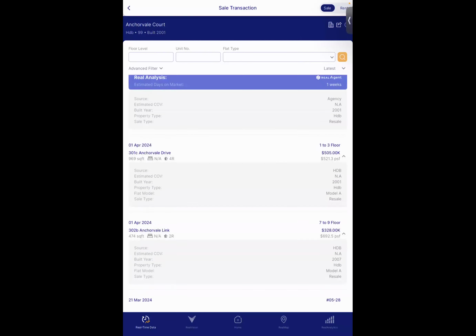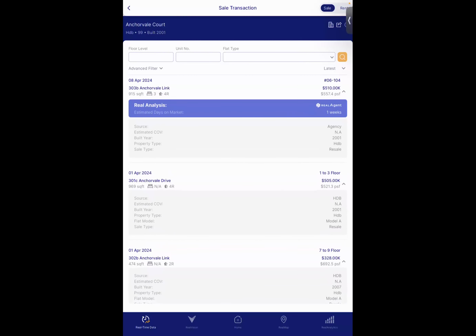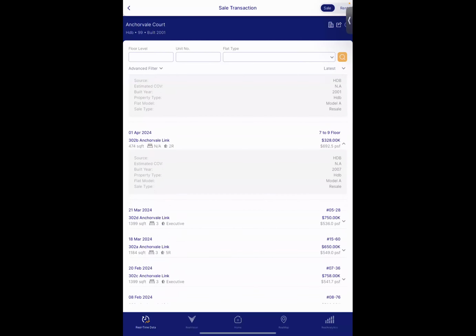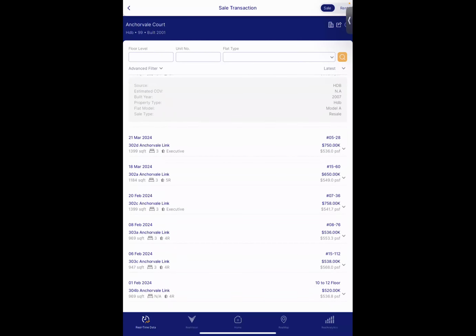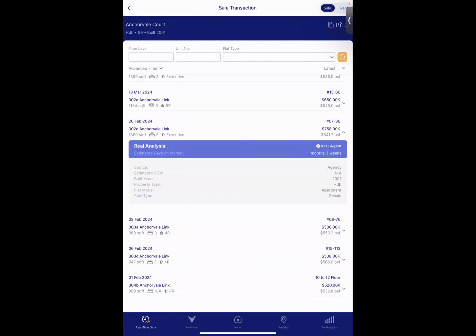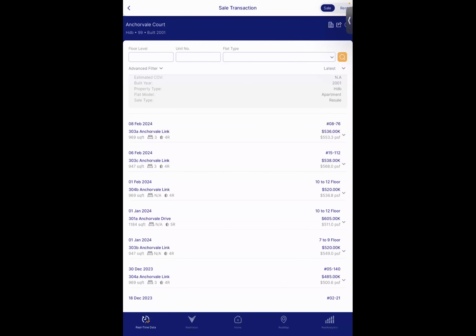So like I was mentioning, my block, one transaction, one whole year. If I search by estate, got a lot more. 1, 2, 3, 4, 5, 6, 7, 8, 9, 10, 11. Got 11 transactions. So it's a lot more fair reflection of the current market situations.